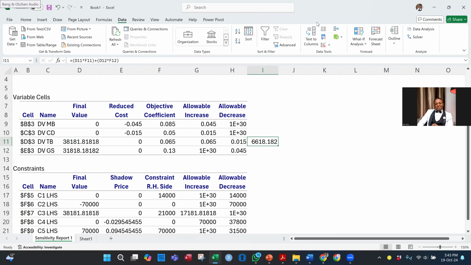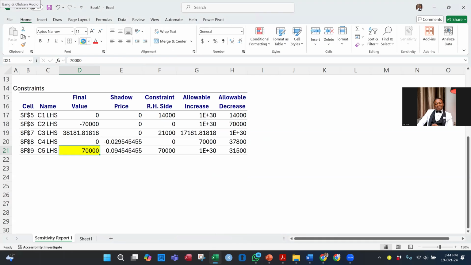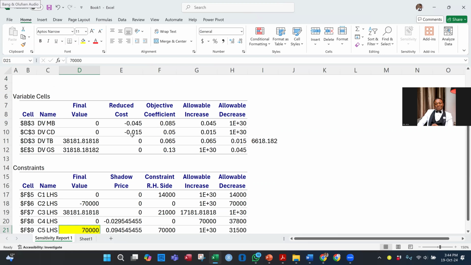Okay, constraint 5. Good. So now there is something about constraint 5 that should tell you whether the entire amount of money was actually invested or not. What is that? Well, what you do is check the left-hand side. The left-hand side is 70,000 here, and the right-hand side is also 70,000 there.